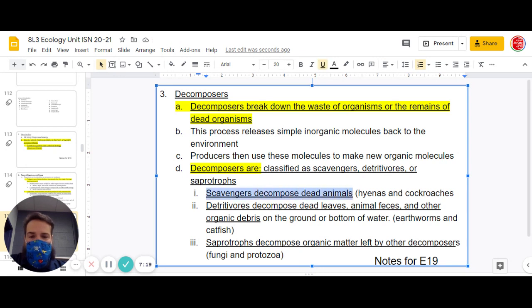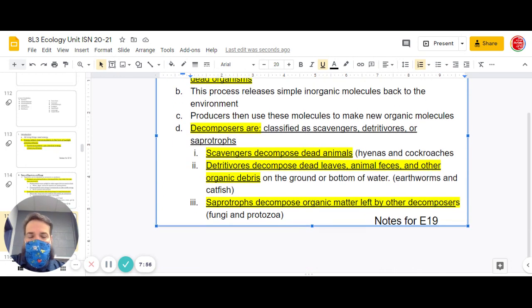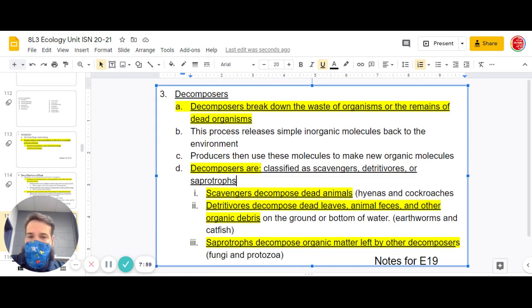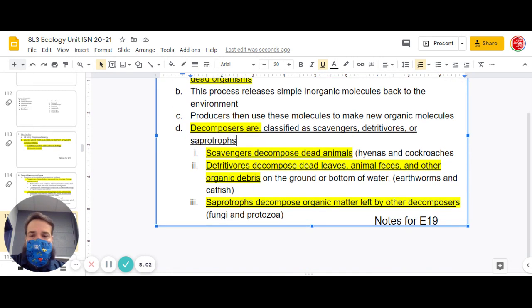Scavengers decompose dead animals. So think possum, maybe even a raccoon, hyenas, cockroaches. The detritivores decompose dead leaves, animal feces, other organic debris. Saprotrophs decompose organic matter left by other decomposers. So saprotrophs are the ultimate decomposers. They break down the things left by everybody else. All right, so again, pause if you need to, and then we'll move on.